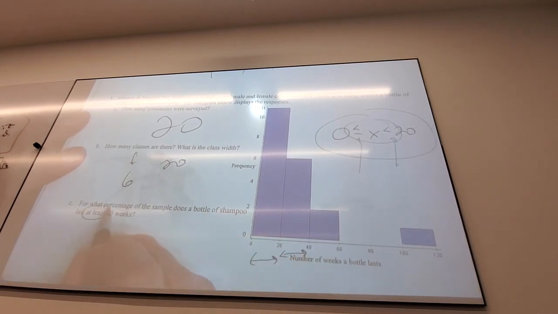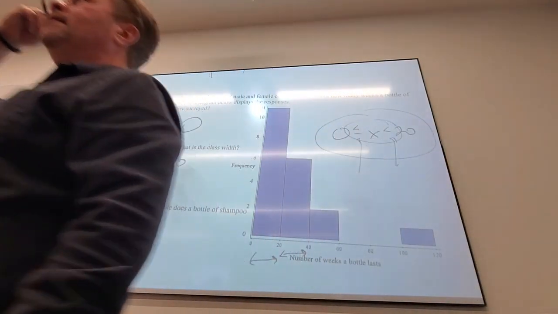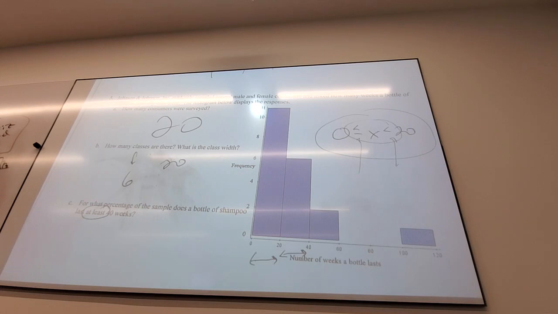First thing about this problem is, what the hell does at least mean? 40 or more. Yes, it means or more. Our brain sees the word least and thinks less. But at least is that or more.